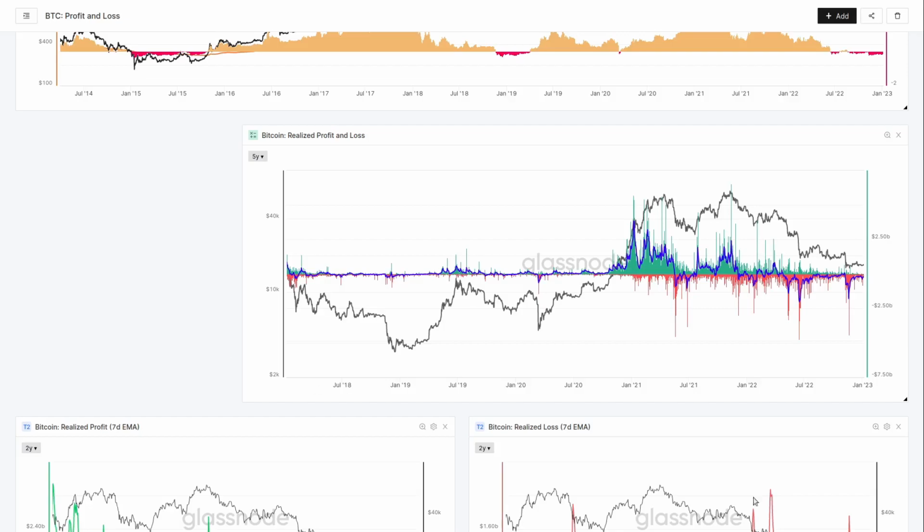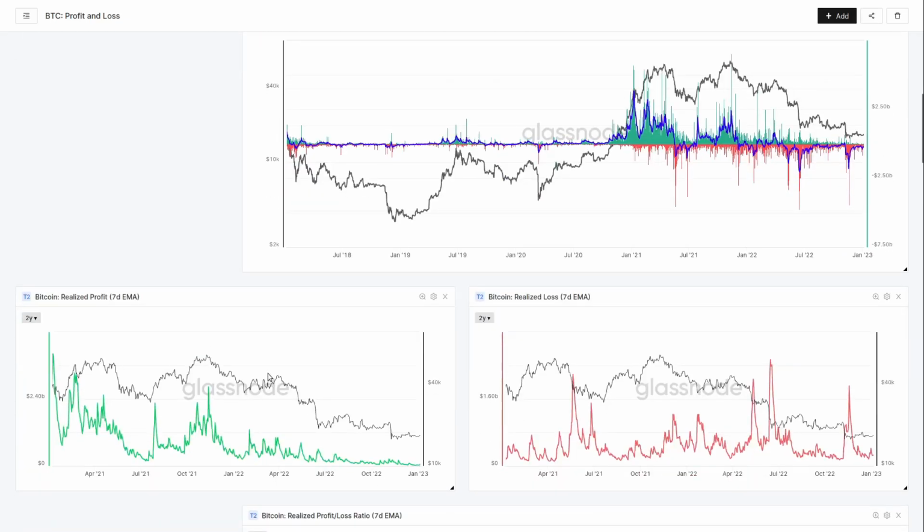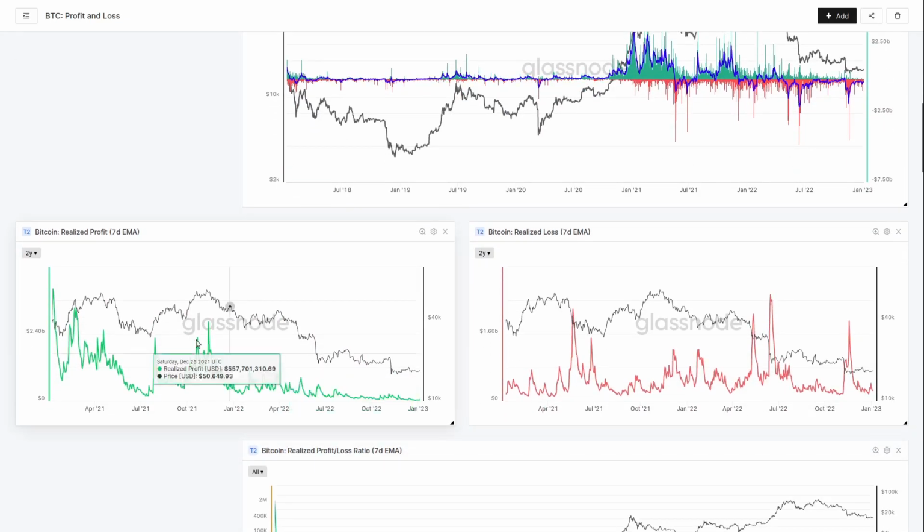Now, what we haven't yet done, there's still some realized loss going on. People are still taking the hit. There's also people coming in and buying. So again, there's 2 sides to a market. We are still seeing losses. And at the end of the day, if we look at our realized profits, they have declined to basically nothing. 32 million each day is bugger all. There's nothing there. So basically anyone with a profitable coin is just sitting tight.